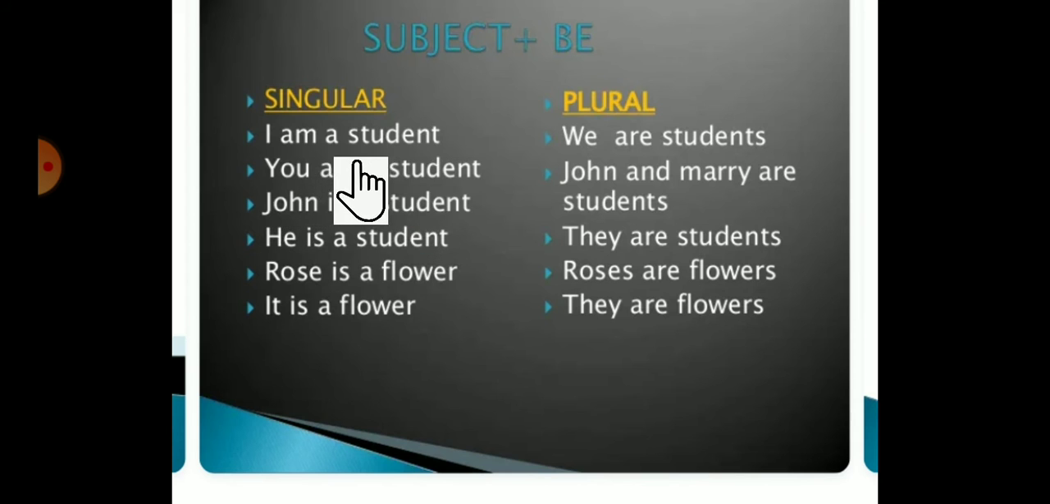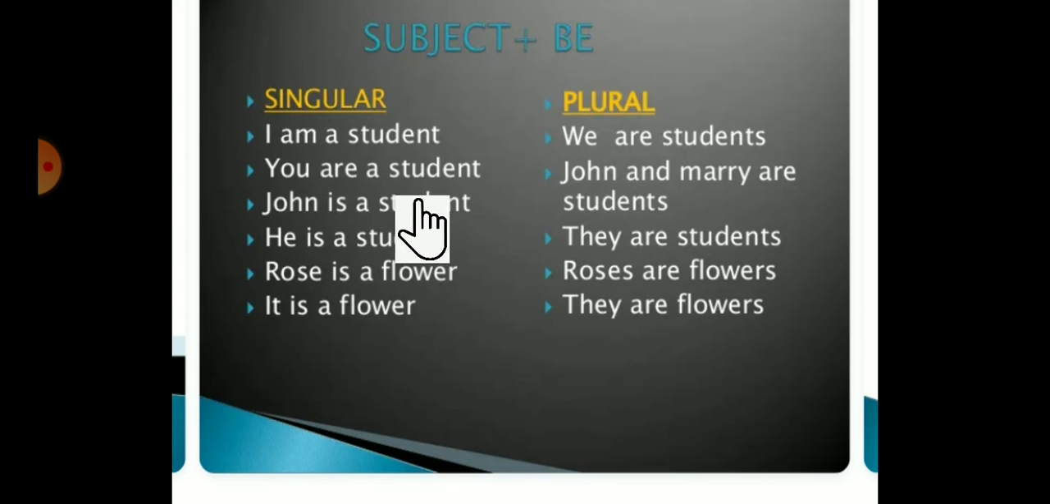Let's see. I am a student. Who is a student? I. What is I? I is a subject in the form of a pronoun. What is am? Am is a be form of the verb, which is an auxiliary verb. If I write "I a student," is the meaning of the sentence understood by you? No, it is not understood. If we add am in between, the sentence formation is correct. I am a student. It is a singular sentence which tells about only one person, I.